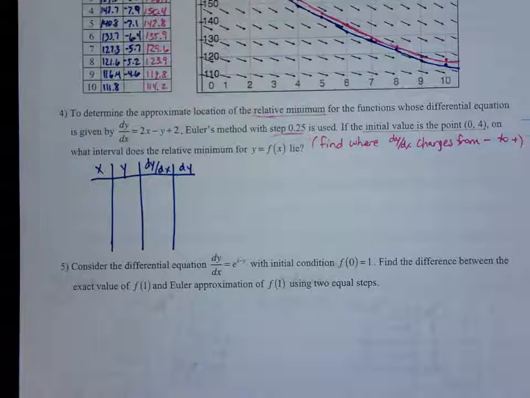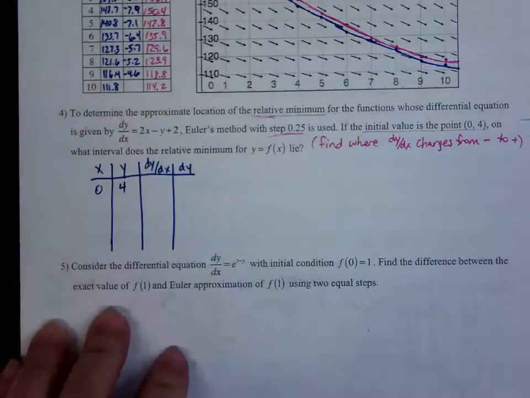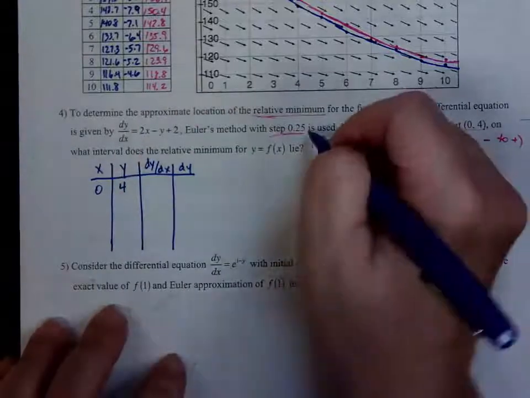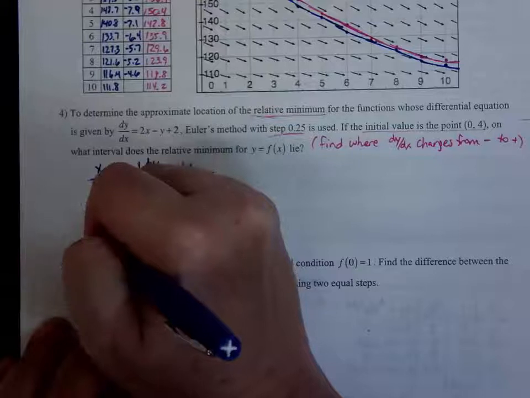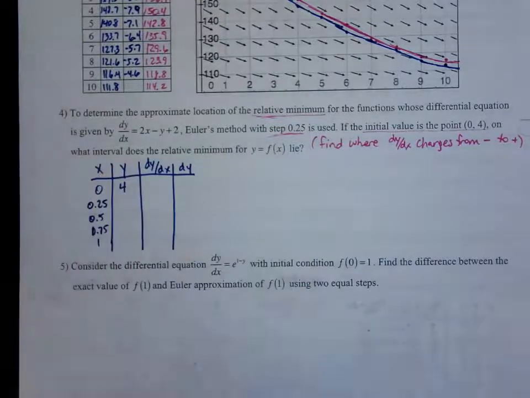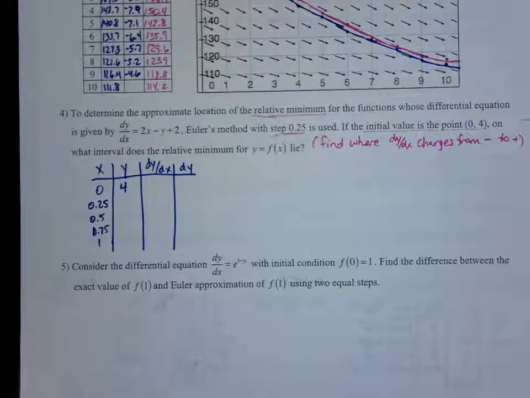Where does this problem tell us to start? What's our initial point? 0,4. Does it tell us what delta x is? Yes, it does. It's 0.25. So I'm just going to go ahead and start writing some x's down. I don't know how far I'm going to have to go. I'm going to go out to 1. I may not even have to go that far. Make sure they're spaced apart by 0.25.